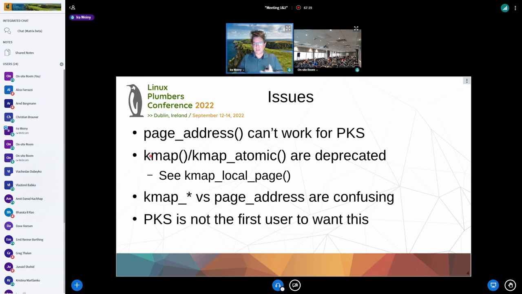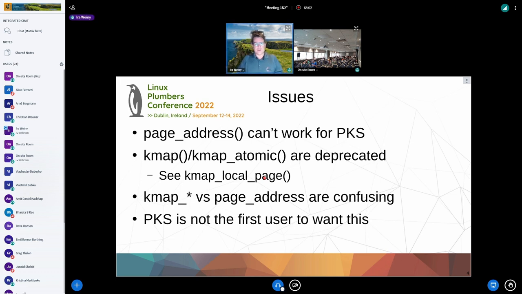It wasn't really designed that way originally, but it was the easiest way to make the implementation at the time. So because PKS was thread local, I couldn't use KMAP. So I was starting to develop a new interface called KMAP local, or KMAP thread actually is what I called it originally. And that led to some discussions on the mailing list, and Thomas Gleixner actually created KMAP local page. What this did was create a local mapping within a single thread, hence the local page call. And he developed it in such a way that it could replace KMAP and KMAP Atomic.